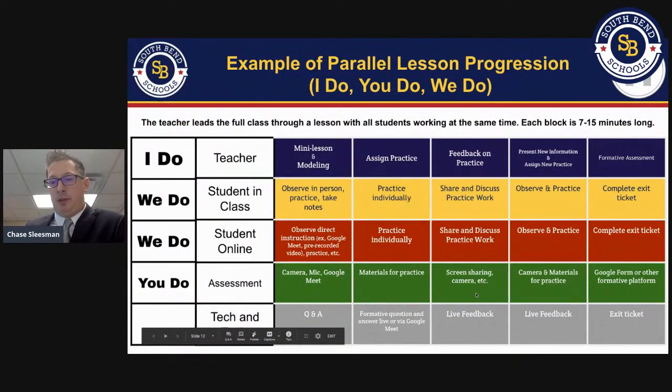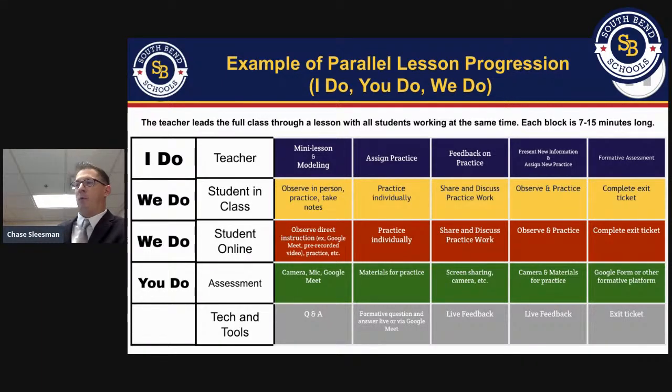So just an example of what this parallel lesson progression looks like as we do the I do, you do, we do. The teacher is going to do the mini lesson modeling. The students in class are going to observe in person. Students online will observe either during the live Google Meet or the recorded Google Meet. And then the you do, camera, mic, Google Meet, and then questions and answers.